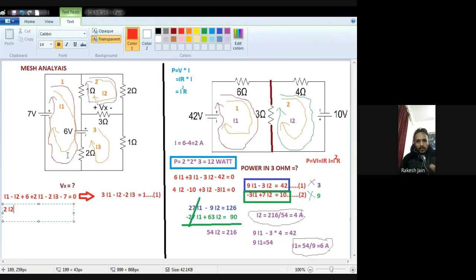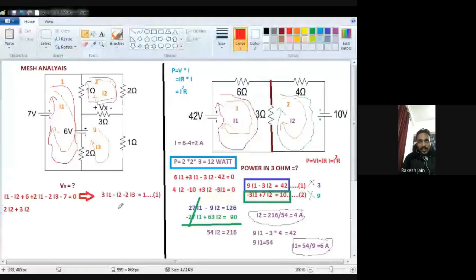So see, 2 I2 plus 3 I2, because from this 3 ohm resistance another current passes, I3 current, but in the opposite direction. I am coming from right to left, but when this current I3 passes, see very carefully the direction of the current.